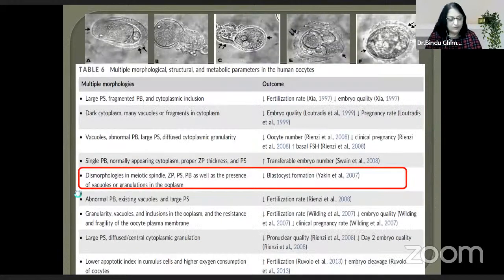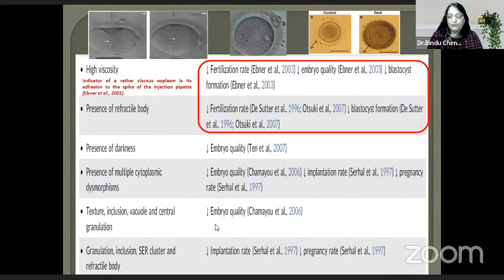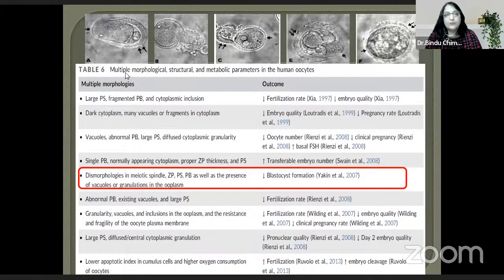Then there is something called presence of multiple cytoplasmic dysmorphisms. So we'll come to that, where there are too many factors occurring together. There could be a poor texture of the cytoplasm, there may be inclusions, there may be vacuoles, there may be central granulation, and there may also be the presence of SER and refractile bodies. So when we come across such a situation where multiple morphological, structural and metabolic parameters are hampered, obviously, as you can see, this is not a good prognostic factor for blastocyst formation. See, it did try, but the blastocyst formed is not good. So there are too many multifactorial morphological abnormalities that you see here, whether it is the ooplasm, the zona pellucida, the polar body, or the cytoplasmic inclusions.